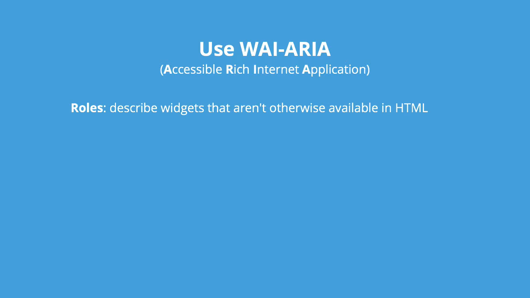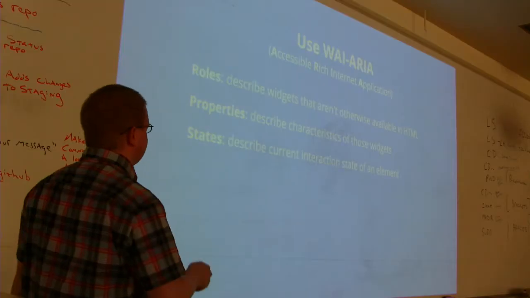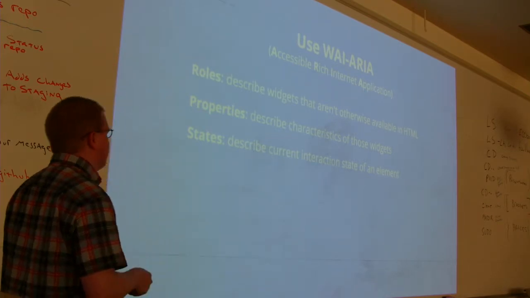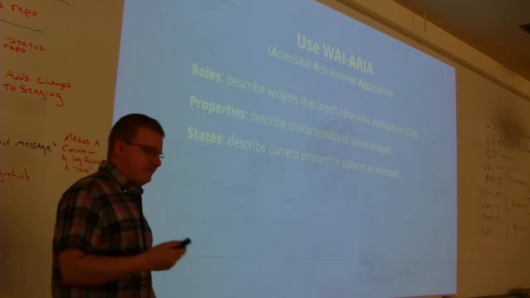So ARIA, we have a few different things. First, we have roles. So this is a new attribute. The role attribute describes widgets that aren't otherwise available in HTML. So this is how we can add added semantics to our HTML elements that we wouldn't normally have available. We have properties to describe characteristics of those widgets. And we have states to describe current interaction state of an element. So we can describe those sort of widgets that aren't normally available in HTML, and we can also describe the state of an element that we wouldn't ordinarily have information about.